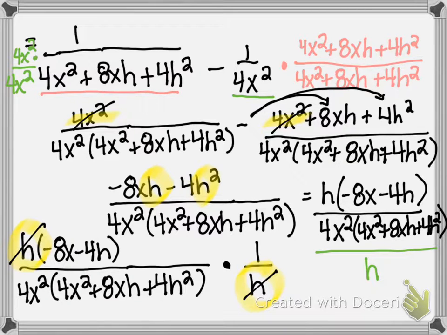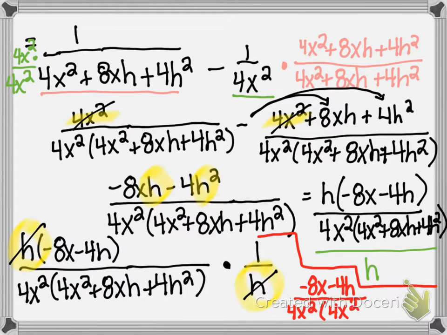My final answer is going to be, and let me see if I can make some room for this here. Let's kind of split it all up. And I'm going to put it in red so we can see it. So I have negative 8x minus 4h divided by 4x squared times 4x squared plus 8xh plus 4h squared.